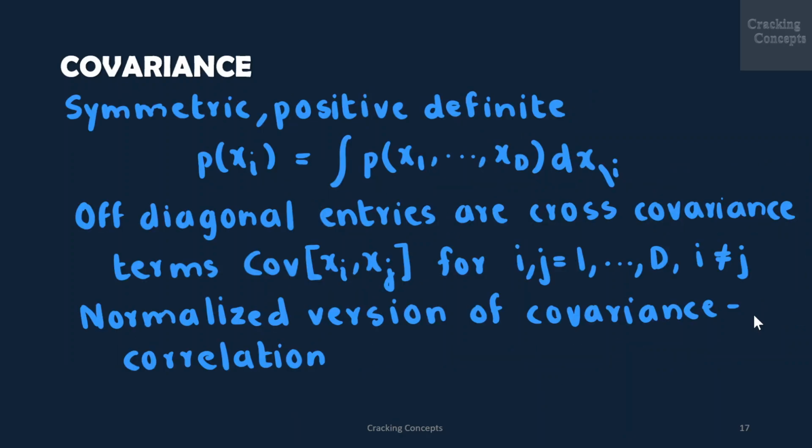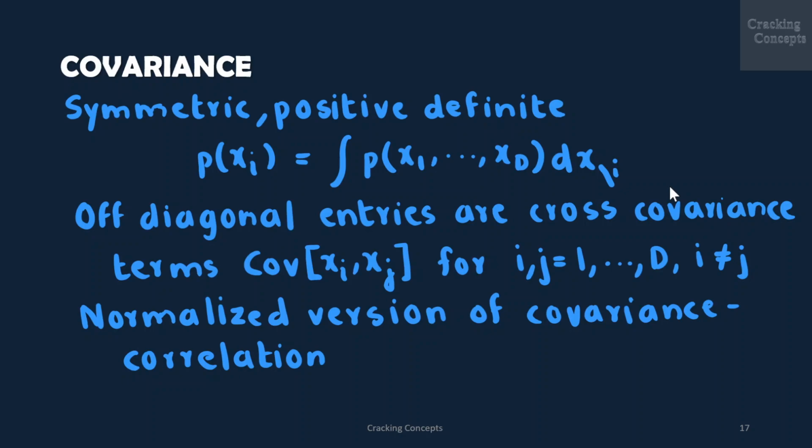Covariance matrix is symmetric and positive semi-definite and tells us something about the spread of the data. On its diagonal, the covariance matrix contains the variance of the marginals, p of xi given by integral of p of x1 to xd d x backslash i, where this denotes all variables but i. The off-diagonal entries are the cross covariance terms, covariance of xi comma xj for i, j equal to 1 to d and i not equal to j.